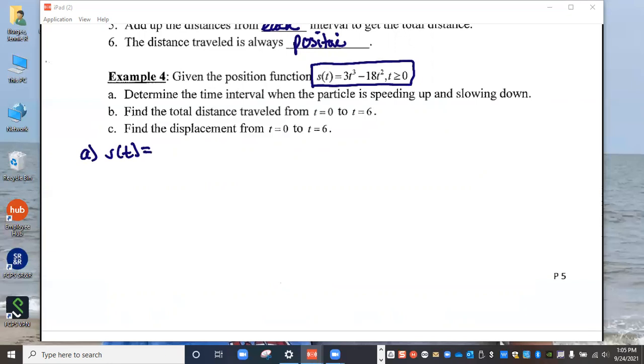That means I'm going to take the derivative. So that's going to be 9t squared minus 36t. So now the way you determine where your velocity is positive or negative, what you're going to do is set your velocity function equal to 0. So I'm going to go ahead and factor out that 9t. And then you solve. So your velocity can only change sign if it is equal to 0 at certain points. So the velocity can only change from a positive to a negative or negative to a positive at those time intervals from 0 to 4.